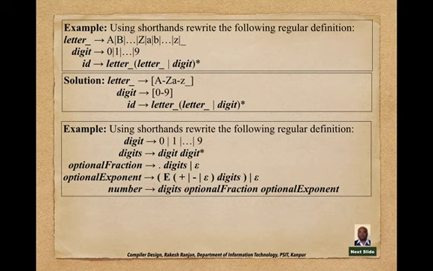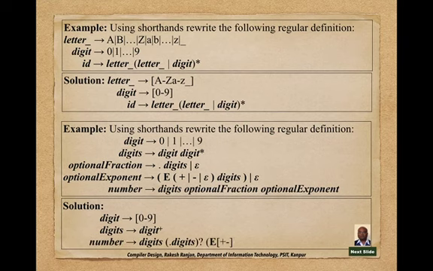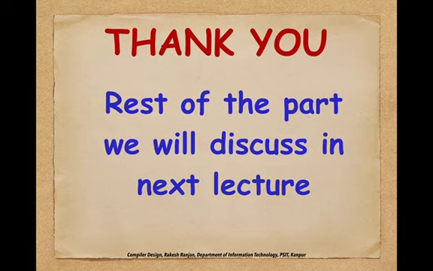Using the shorthand, rewrite the following regular definition. The solution is like this. I can write digit as [0-9], digits as digit+, and number can be defined like this: digits, then in brackets the optional fraction (. digits)? because it can be 0 or 1, and the exponent E followed by the optional sign with question mark, and then the digits. So here the regular definition can be written like this also.